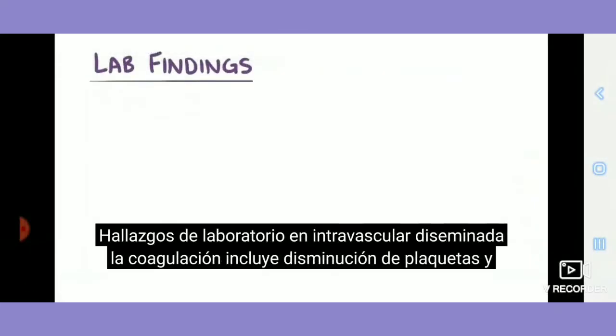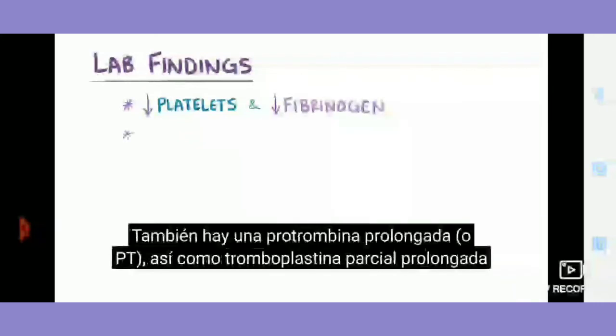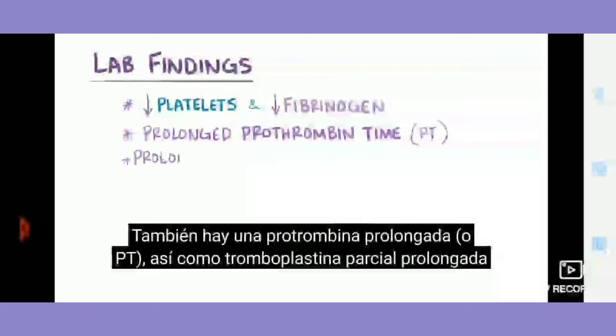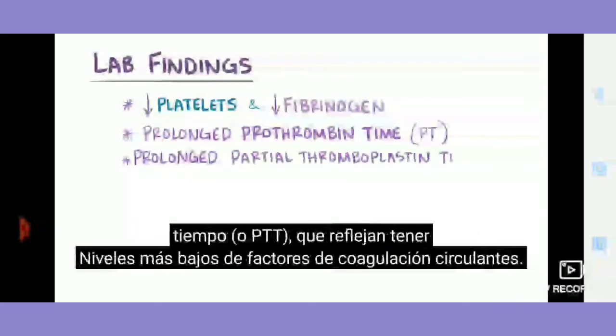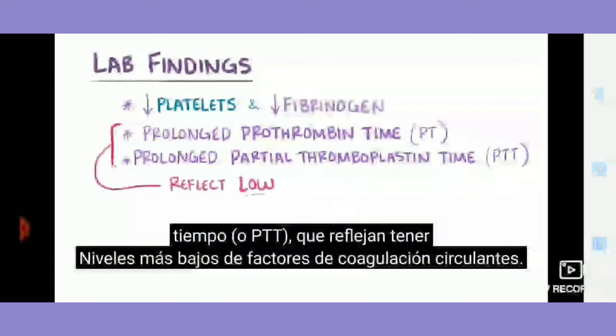Laboratory findings in disseminated intravascular coagulation include decreased platelets and decreased fibrinogen. There's also a prolonged prothrombin time, or PT, as well as prolonged partial thromboplastin time, or PTT, both of which reflect having lower levels of circulating coagulation factors.